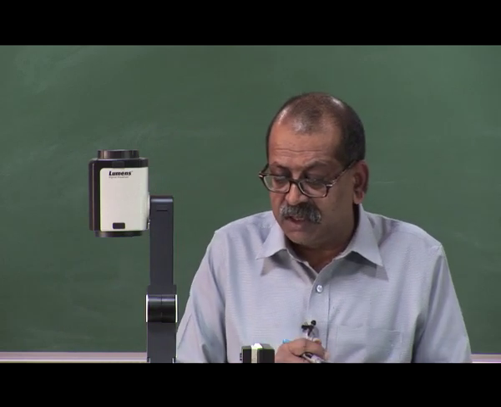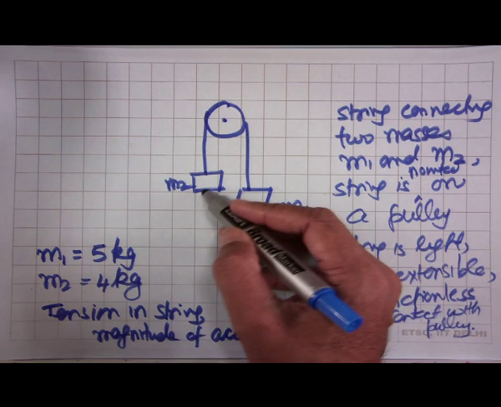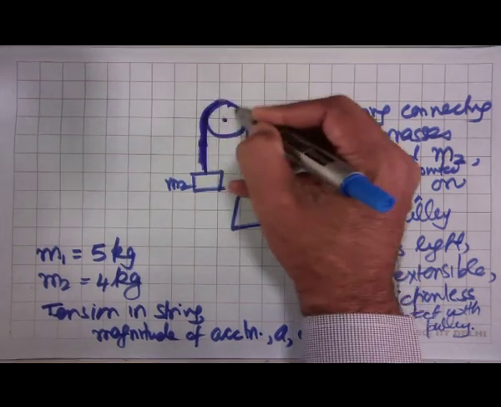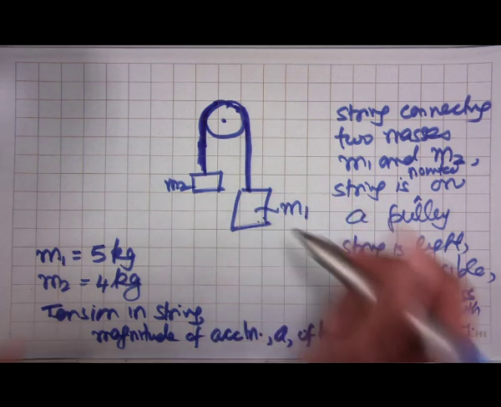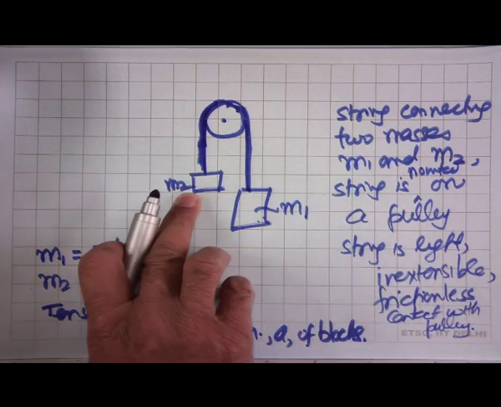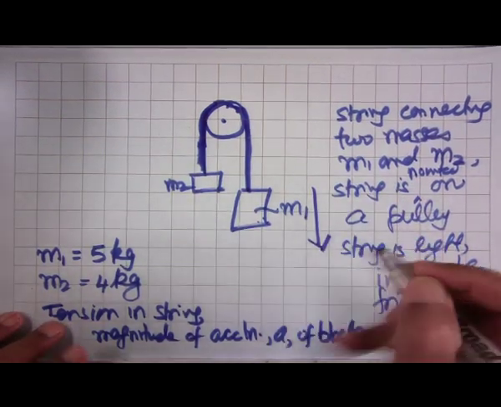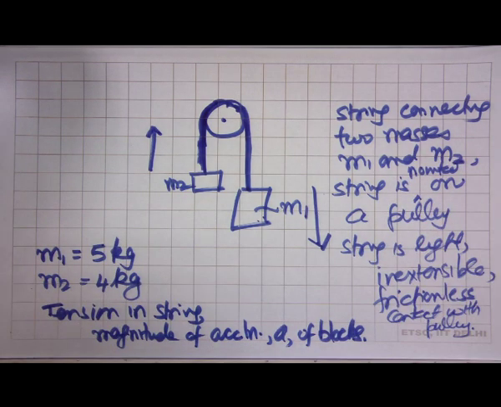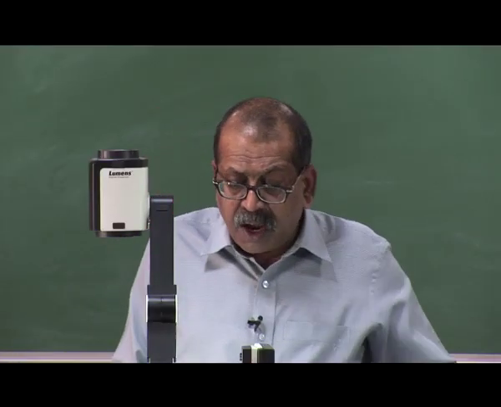Now, let us start analyzing this problem. What we find is mass m1 is 5 kgs, m2 is 4 kgs, and this is the string, which I am showing as a double line, going over a pulley. Now, the contact with the pulley is frictionless. Since mass 1 is heavier than mass 2, mass 1 will start to move down and mass 2 will start to move up if we leave the system as it is. So, let us start analyzing the problem and solve this.